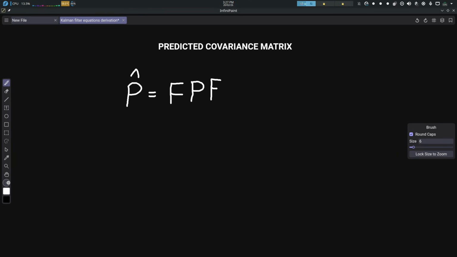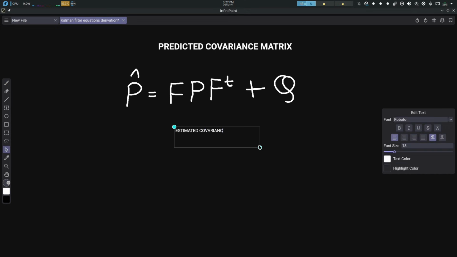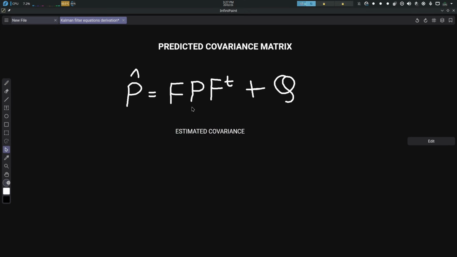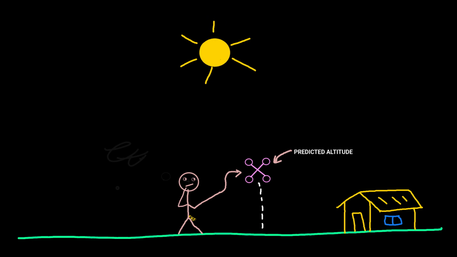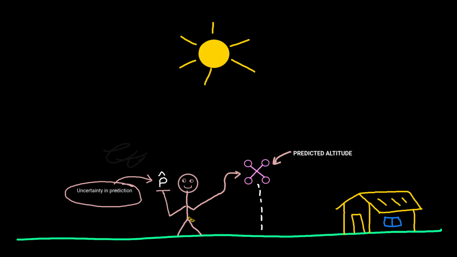The formula to calculate it is this. F is the state transition matrix, Ft is the transpose of F, and P is the estimated covariance matrix. The Kalman filter is like, hey, I predict your drone to be here, but I have my doubts, and this is how uncertain I am about it. The predicted covariance matrix shows the uncertainty in the prediction.